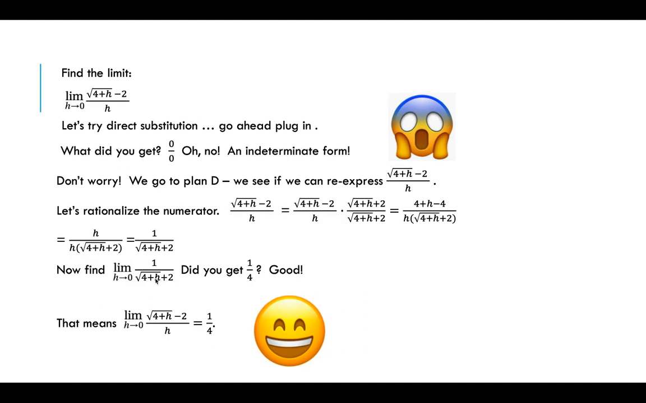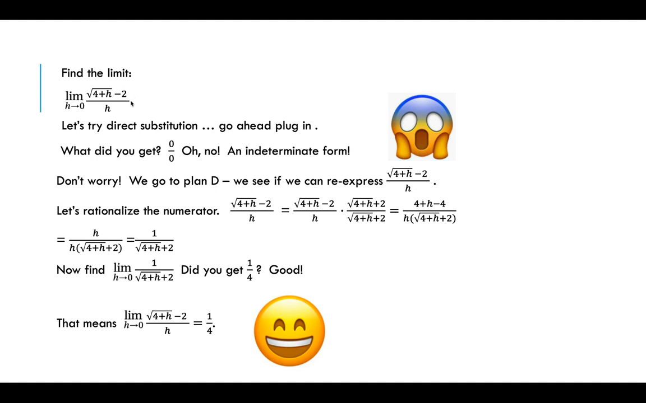All right. Now we're going to find the limit as h goes to 0 of the square root of 4 plus h minus 2, over h. So if we try direct substitution, you're going to get the square root of 4, which is 2, minus 2, that's 0. And then you're going to have 0 on the bottom. So again, we have an indeterminate form. We can't really factor this. Dividing by the highest power of h, it's not really a polynomial, so we won't do that. So we're going to go to plan D.